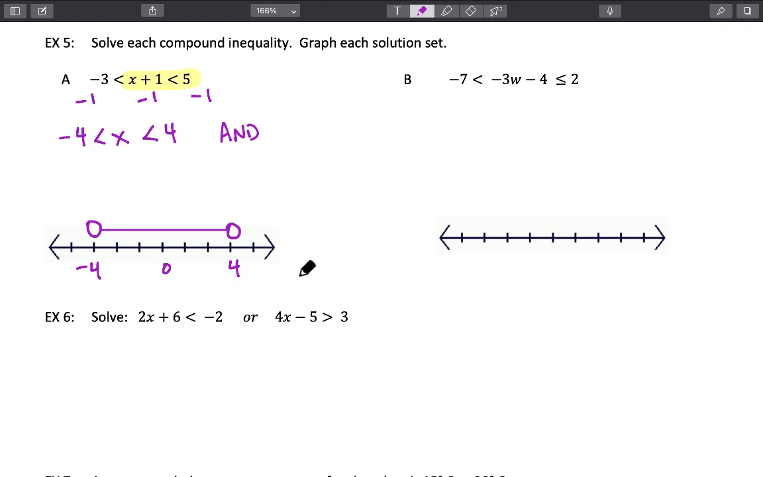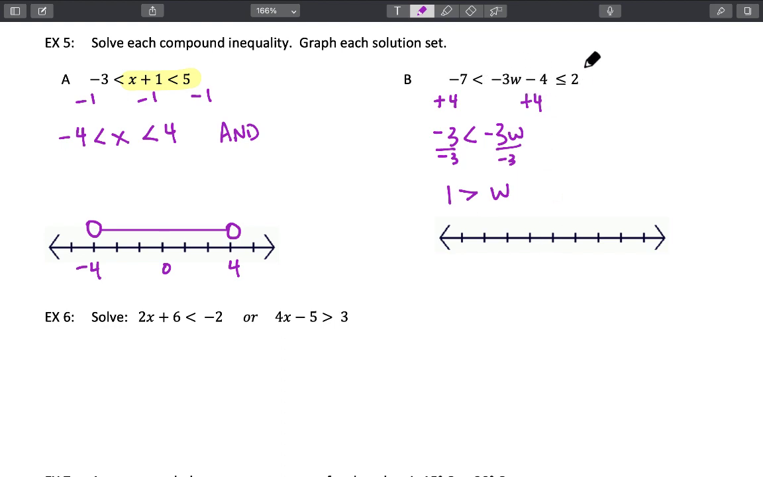All right, let's try example B. Similarly, we are going to solve this one at a time. We're going to add 4 to both sides. I get negative 7 plus 4, which gives me negative 3. It's less than negative 3w. And now I'm going to divide by negative 3. When I divide by a negative number, remember, you're going to reverse the direction of that inequality. So negative 3 over negative 3 is positive 1. Change the direction of the inequality, and there's my w.